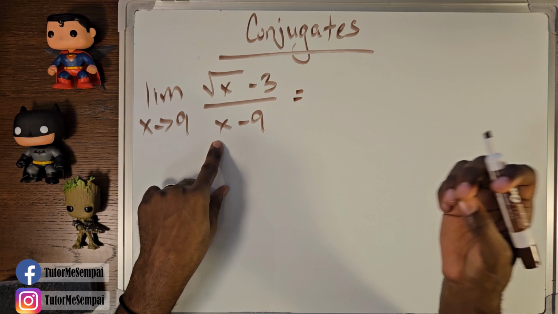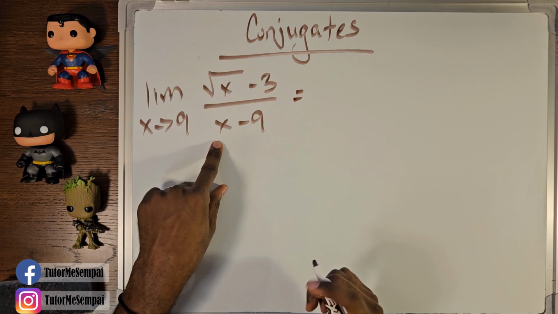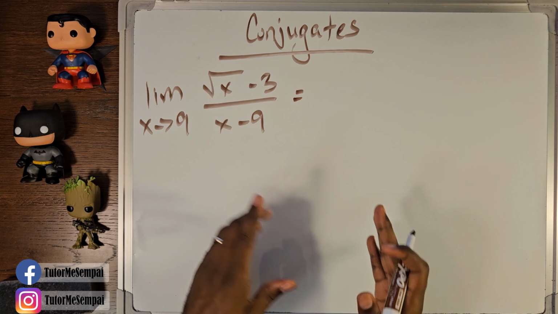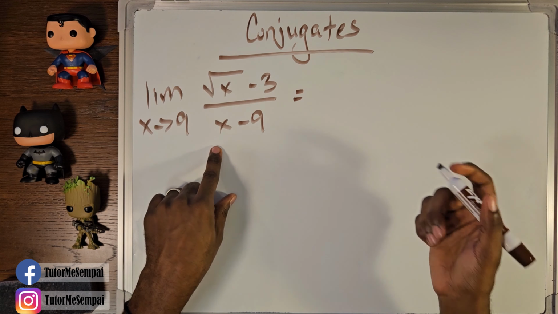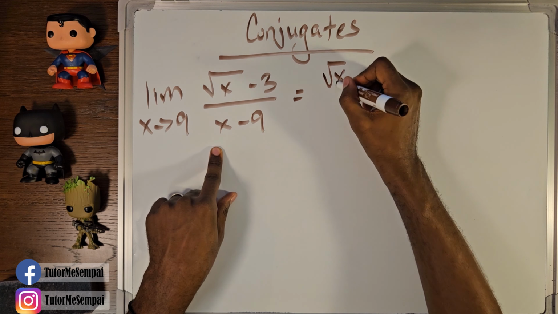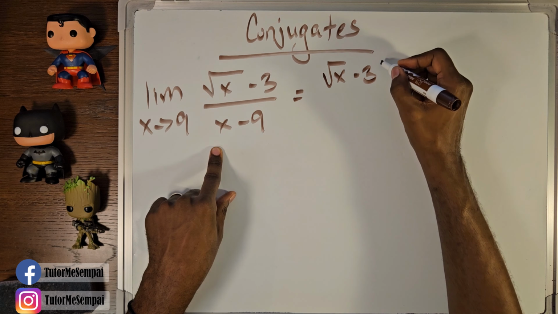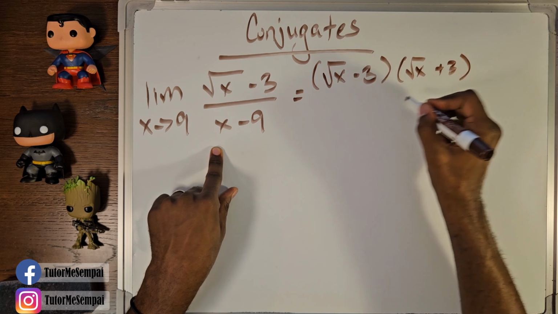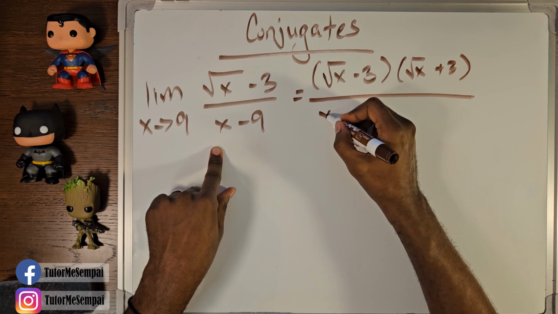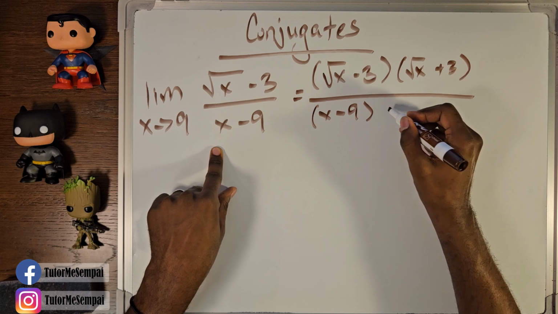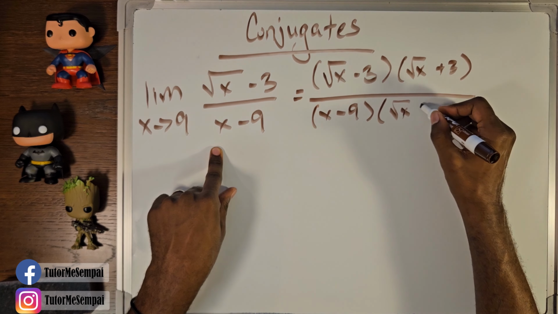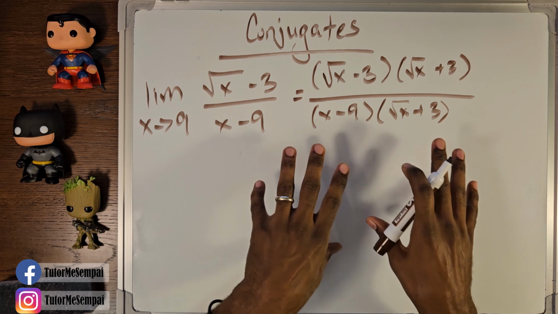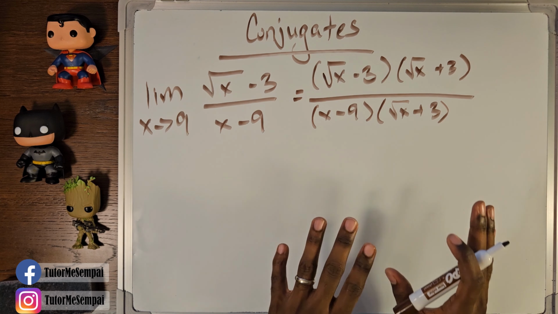So we're going to multiply top and bottom by the conjugate of the numerator, which is going to look like this. Once again, I'm not going to write the limit until the very end. I'm focusing just on the function. So we're going to have the square root of x minus 3 times the square root of x plus 3 all over x minus 9 times the square root of x plus 3. Now we're going to simplify the numerator. We're going to leave the denominator as it is, and you'll see exactly why.